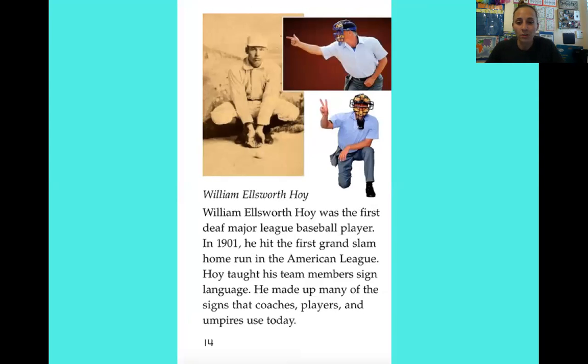William Ellsworth Hoy. William Ellsworth Hoy was the first deaf Major League Baseball player. Wow, a deaf baseball player. How would you hear the ball flying? In 1901, he hit the first Grand Slam home run in the American League. Hoy taught his team members sign language. So he made up many of the signs that coaches and players and umpires use today.